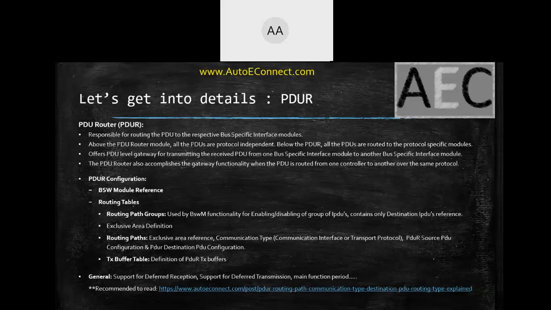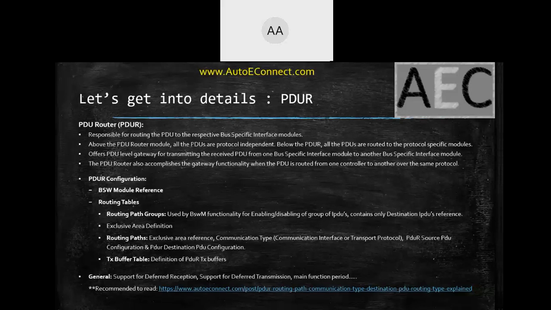And then the last is the TX buffer table. For any transmitted data, if the PDUR module detects that the single buffer may not be sufficient to transmit the complete data, then it will automatically ask you to configure one more TX buffer, and the buffer size can be computed based on your system requirements.